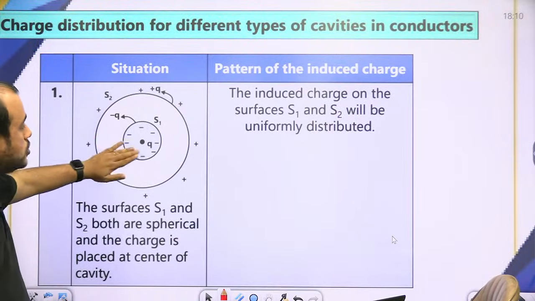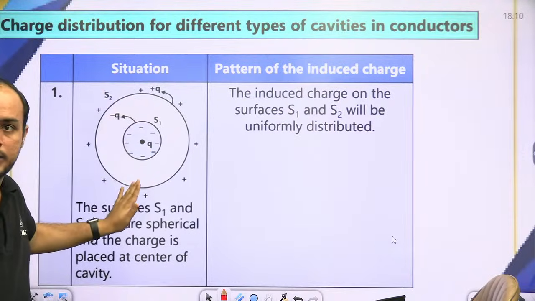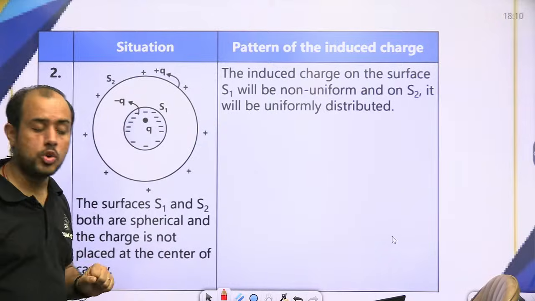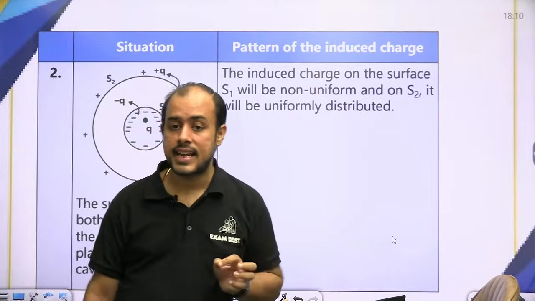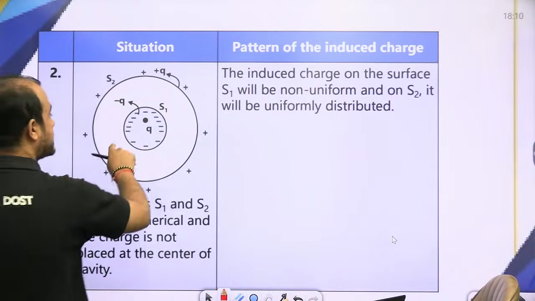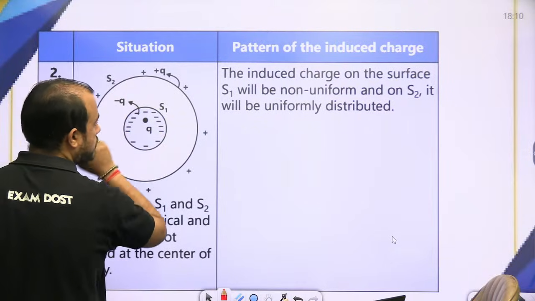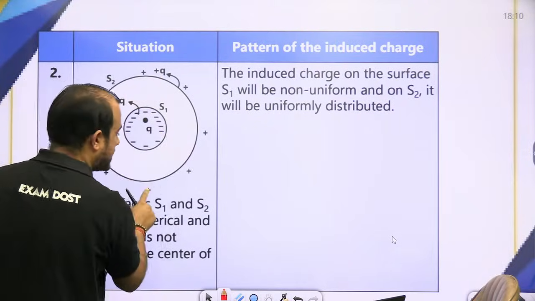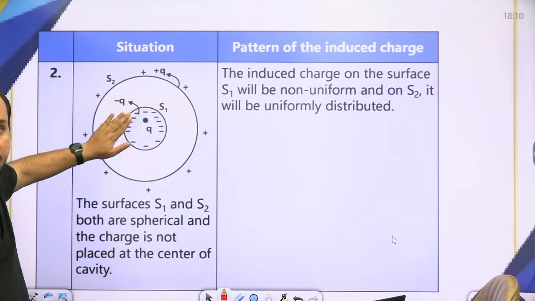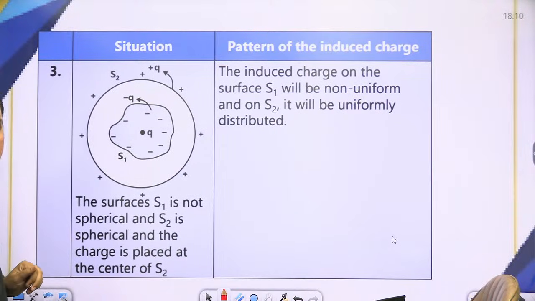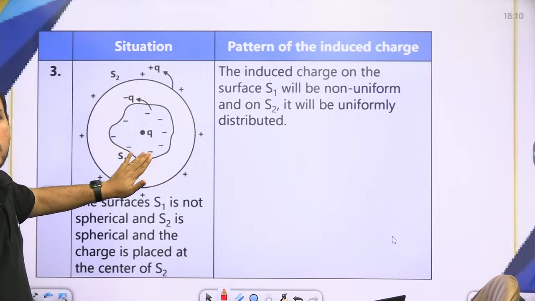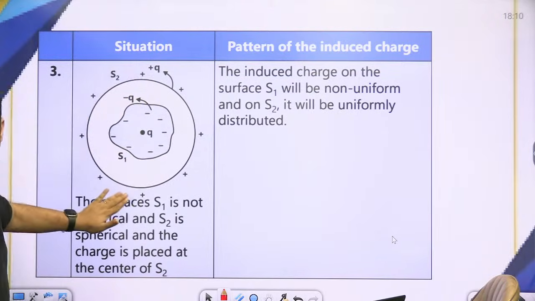Now if the surface is uniform, the charge distribution will also be uniform. सरफेस यूनिफॉर्म है, but now this q is not placed at the center. If q is not placed at the center, मेरे बच्चों, the charge distribution on the inner surface will be non-uniform, but on outer surface it will be uniform. अगर आपने चार्ज सेंटर पे नहीं रखा तो इस सरफेस का डिस्ट्रीब्यूशन नॉन यूनिफॉर्म होगा. If the cavity is non-uniform, then also minus q is non-uniform, but plus q will be uniform.